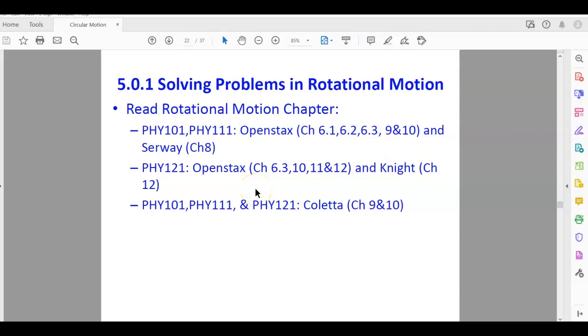Hi everybody, this is Jim Corkins with the second part of 5.0 rotational motion, and this is going to be mostly focused on problem solving.